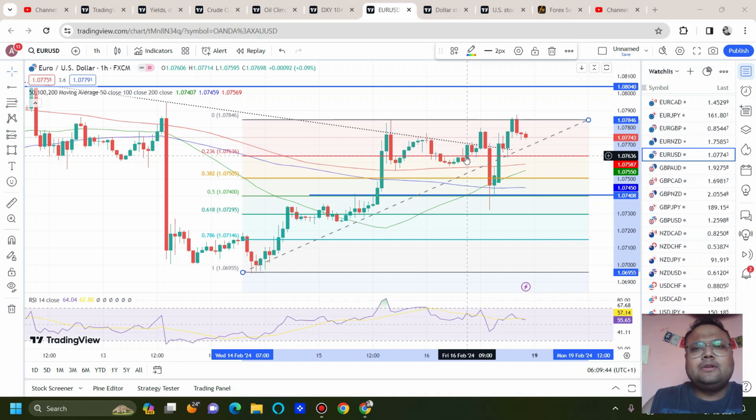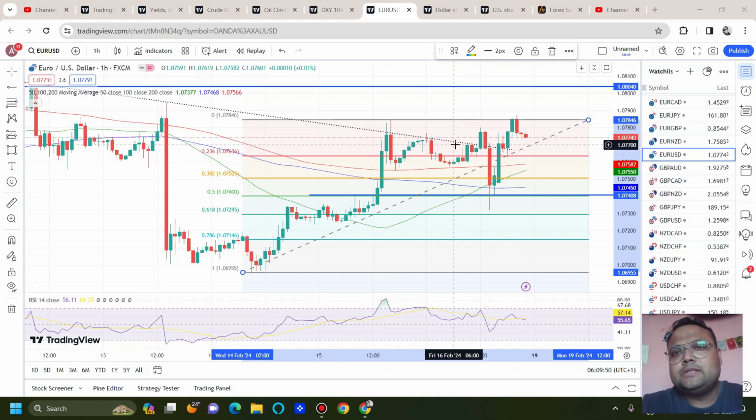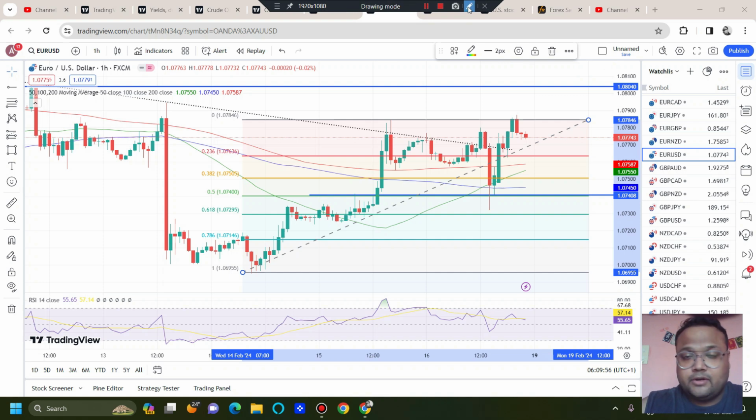It is not a good level, but day traders can expect some bounce around here. Monday, Asian and European sessions are slow sessions, so there is not much volume. You can expect these levels to work as well, only for day traders, okay?